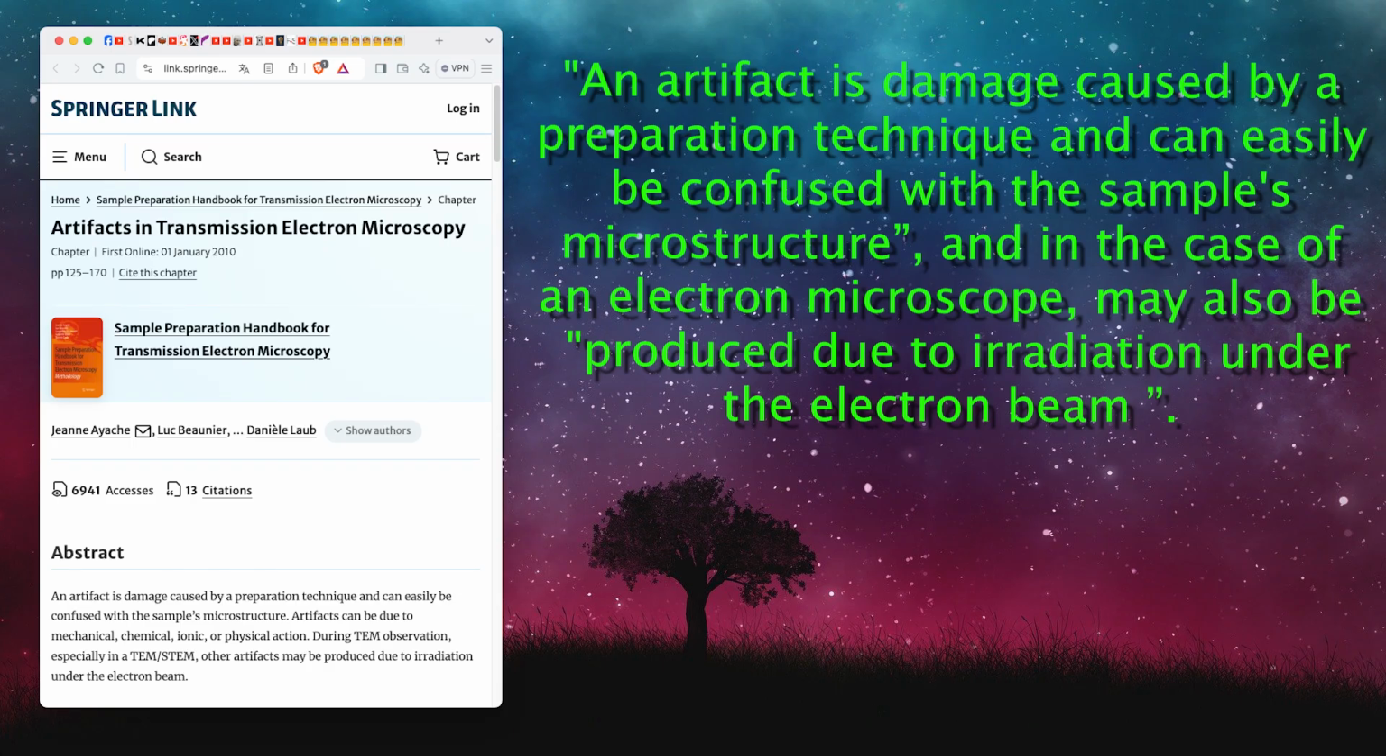Let us emphasize that all means of observation create artifacts. An artifact is damage caused by a preparation technique and can easily be confused with the sample's microstructure. And in the case of an electron microscope, it may also be produced due to irradiation under the electron beam. In particular, even if the vacuum is ultra-high, there are always carbon atoms from the microscope components, and the electron beam could deposit them on the preparation.